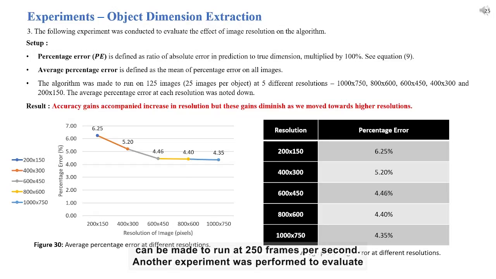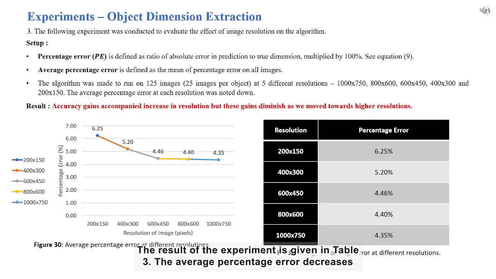Another experiment was performed to evaluate the effects of the camera resolution on percentage error in prediction. The algorithm was made to run on 125 images, 25 images per object at 5 different resolutions: 1000 into 750, 800 into 600, 600 into 450, 400 into 300, 200 into 150. The average percentage error at each resolution was noted down. The result of the experiment is given in Table 3.